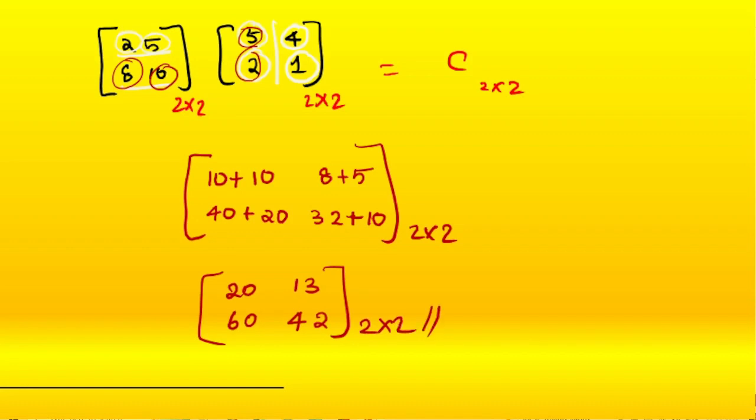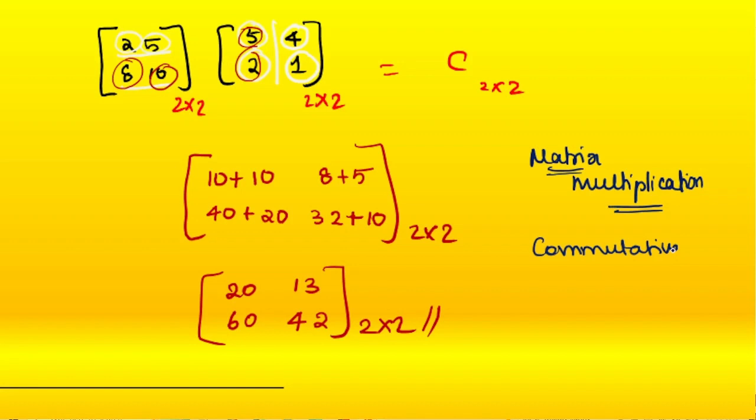Clear? So a 3 by 3 matrix is also the same. You will split 3 rows and 3 columns and you will do. That's all. Clear? Now one more important thing. When you talk about matrix multiplication, here you have the commutative law. Normally when you talk about multiplication, 2 into 3 will be equal to 3 into 2. Both are equal. Both you will get the answer to be 6.